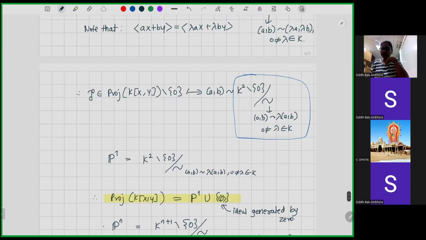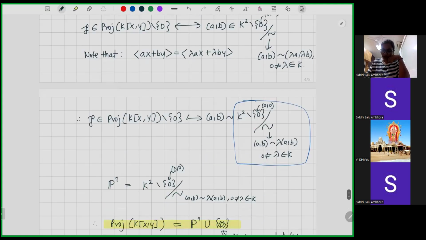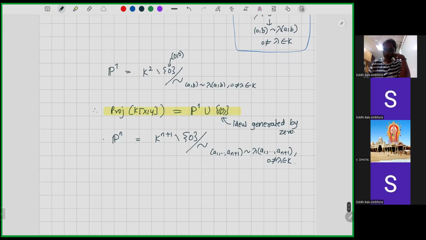And here when I was writing 0, this was actually this element (0, 0) in K^2. And here when I write 0, it means this is (0, 0, ..., 0), n plus 1 times. Sorry, n plus 1 times. Is that okay? Please let me know if there are any doubts.